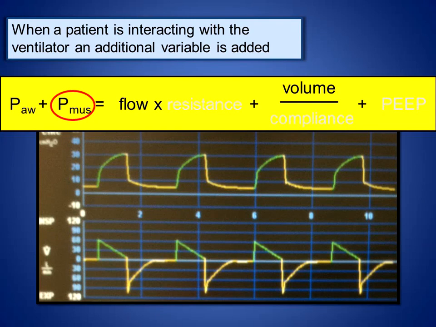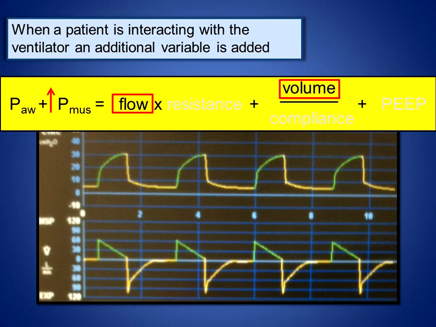And in our situation here, the patient is pulling in very hard, vigorously. And so the PMUS is going up. However, the flow and the volume are set and constant and therefore don't change. I've grayed out the resistance and compliance and PEEP here. They do not change either. So if the PMUS is going up on the left-hand side of the equation, nothing on the right-hand side of the equation is changing at all.